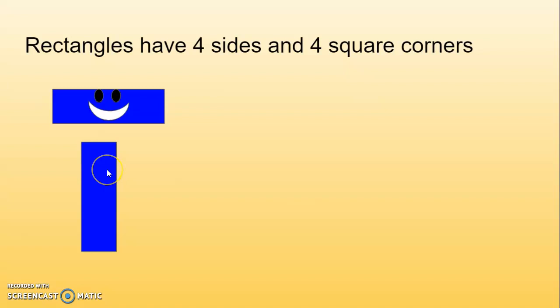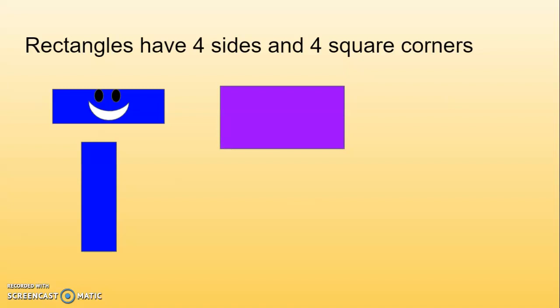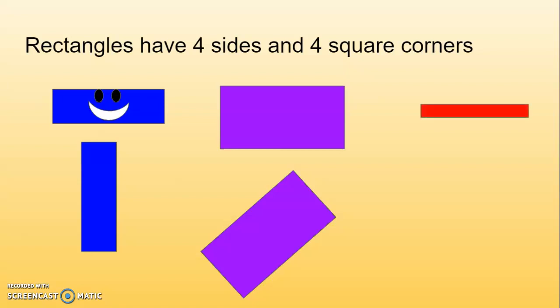There's another rectangle. It looks just like Rita, but it's turned the other way. Here's a bigger rectangle. That rectangle is turned on its side. Here's a little rectangle. Here's another rectangle, the same size and shape, but turned on its side.